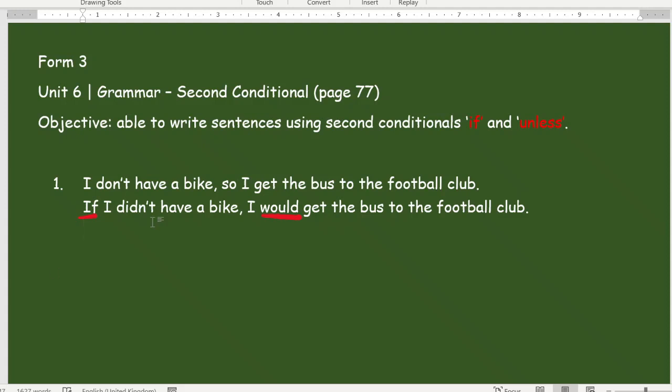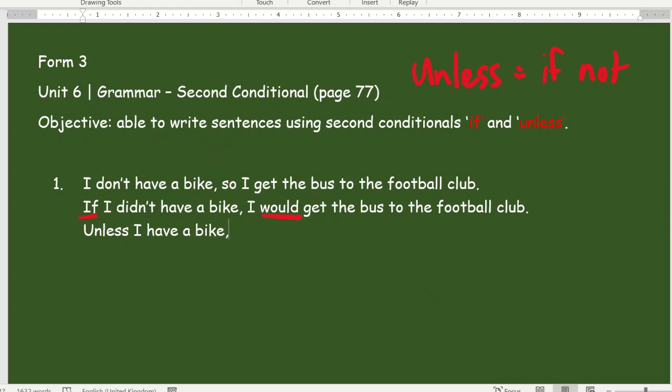And if you use the word unless, we don't use the word don't anymore. Sebab unless is the same as, you have to remember, unless is the same as if not. So not tu dah ada dalam perkataan unless. So you just say unless I have a bike.